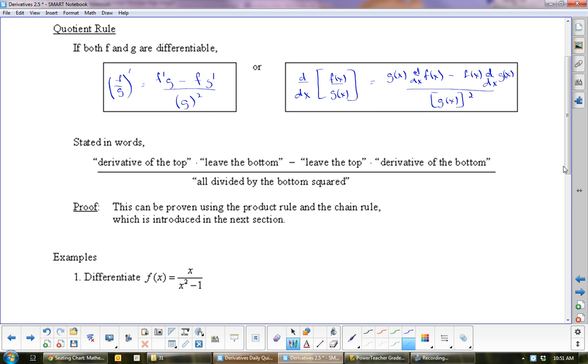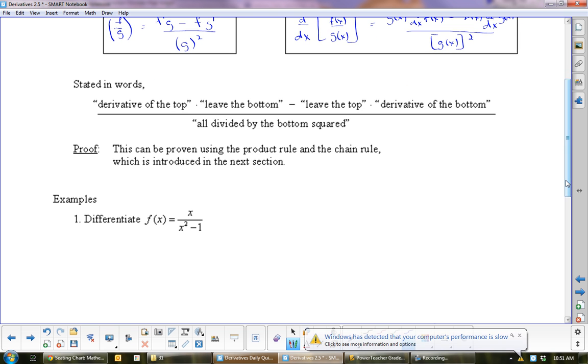So this one, you cannot reverse it and get it right, because then that subtraction sign, the negative, should be with the second one always. Now stated in words, it's the derivative of the top times the bottom, just leave it, minus, leave the top, times the derivative of the bottom, all divided by the bottom squared. Okay? So I'm just going to give you a little thing to help you remember that, and this is what I always use when I'm going through.